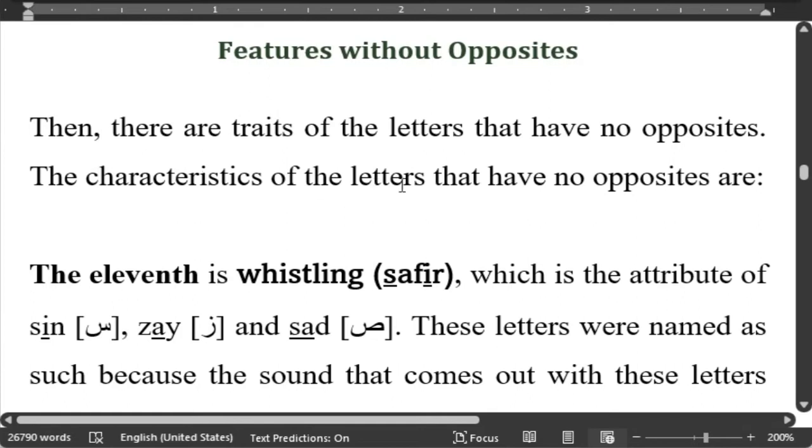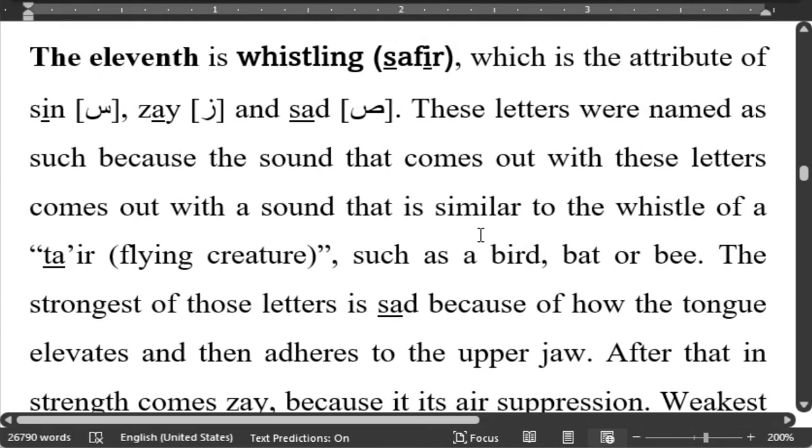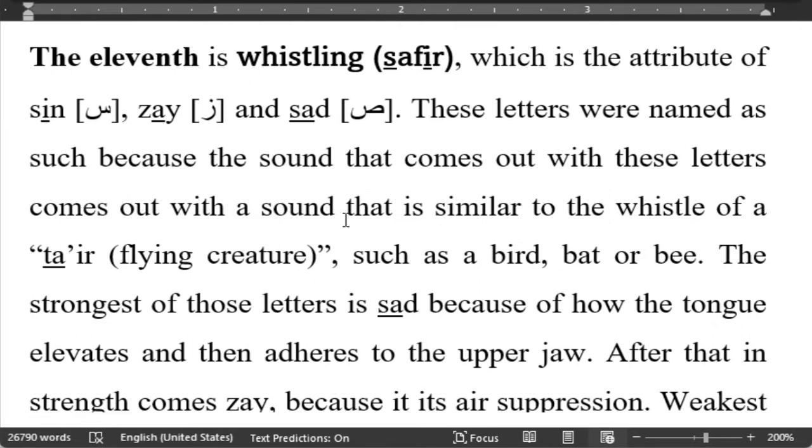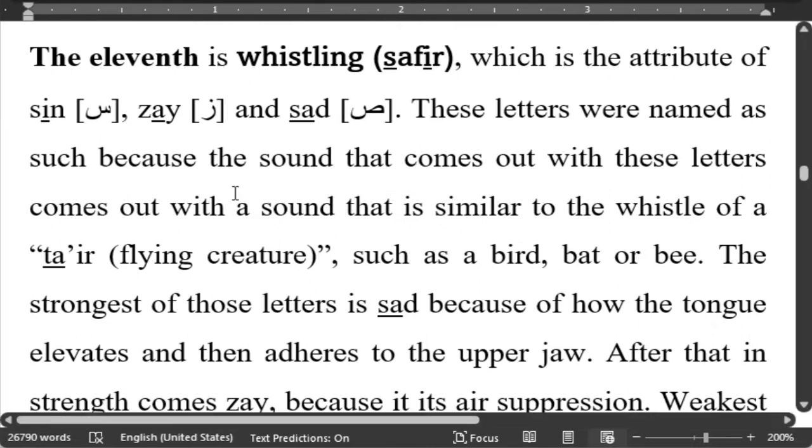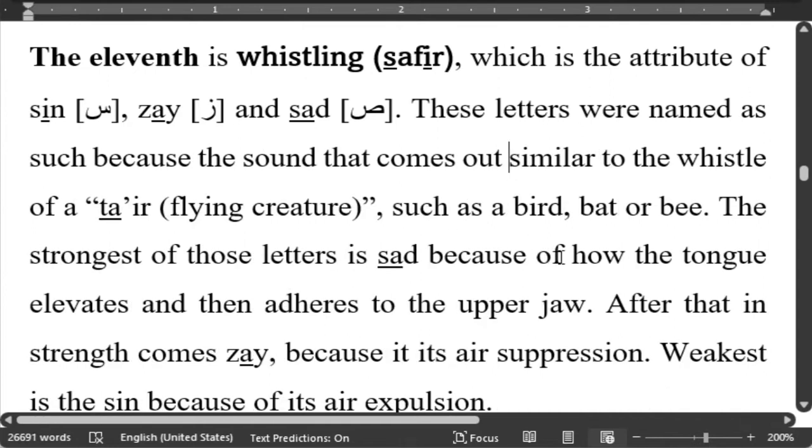The characteristics of the letters that have no opposites. The 11th is whistling, safir, which is the attribute of sin, zay, and sad. These letters were named the whistling letters because the sound that comes out with these letters comes out like the whistle of a ta'ir, a flying creature, such as a bird, bat, or bee.